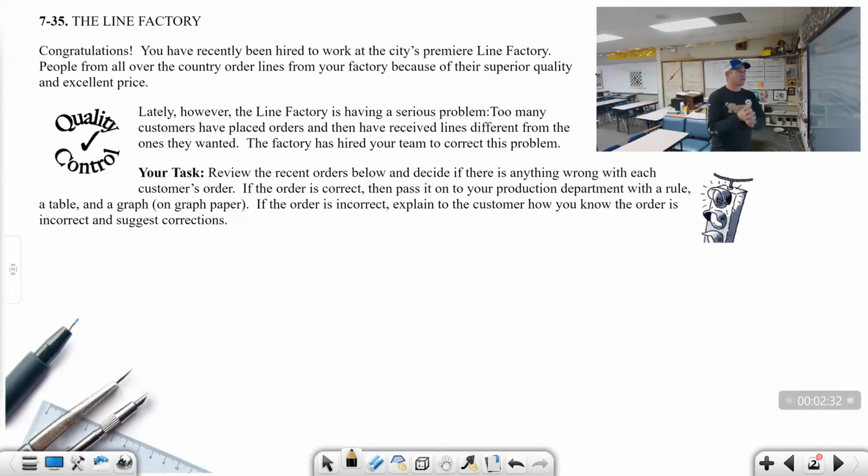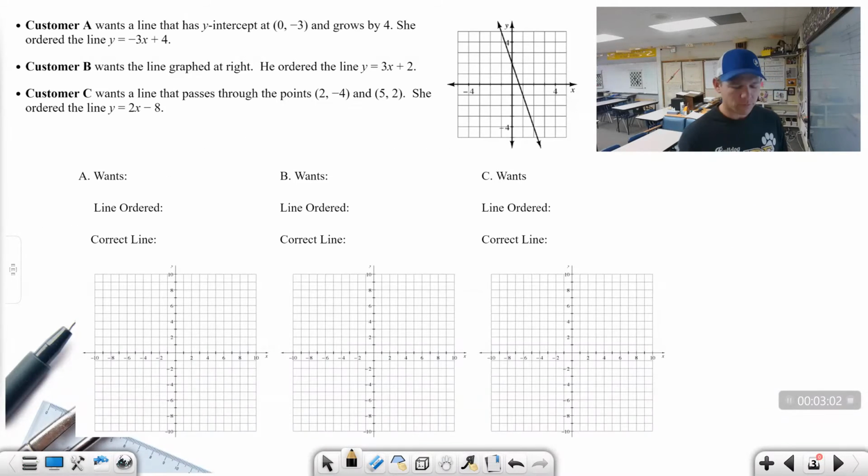Quality control. Lately, however, the Line Factory is having a serious problem. Too many of the customers have placed orders and then have received different lines from the ones they wanted. The factory has hired you to correct this problem. Your task: review the recent orders below and decide if there's anything wrong with each customer's order. If the order is correct, pass it on to your production department with a rule, a table, and a graph on graph paper. If the order is incorrect, explain to the customer how you know the order is incorrect and suggest corrections. So here we go.